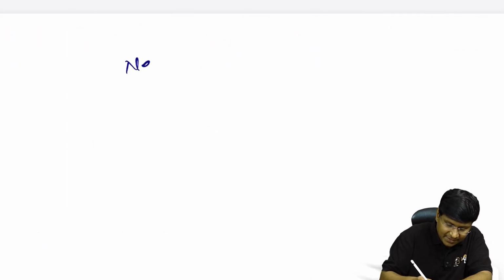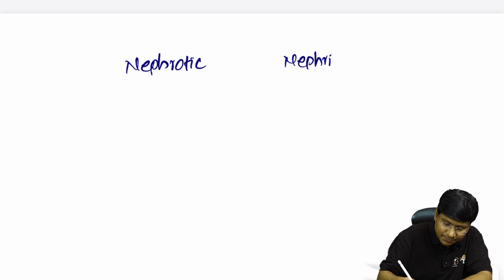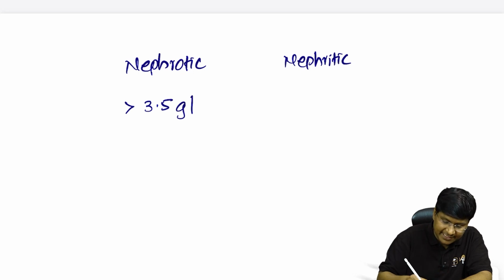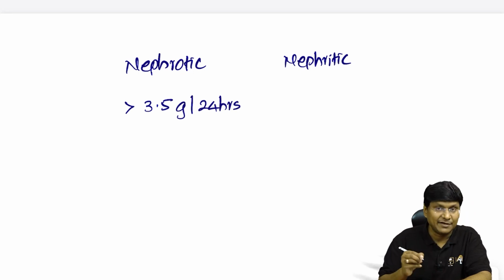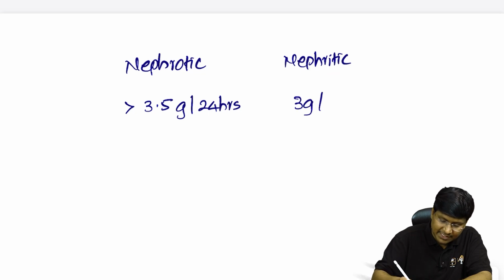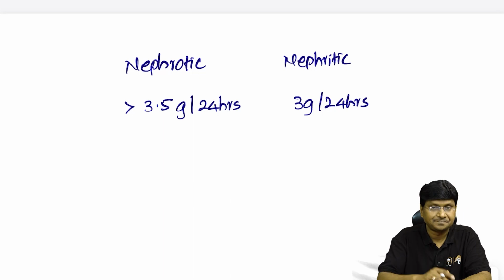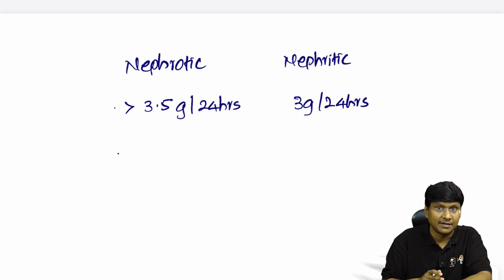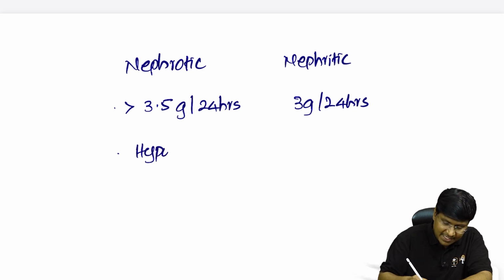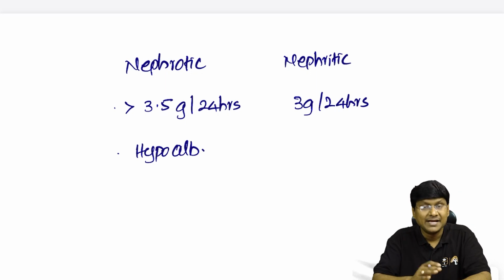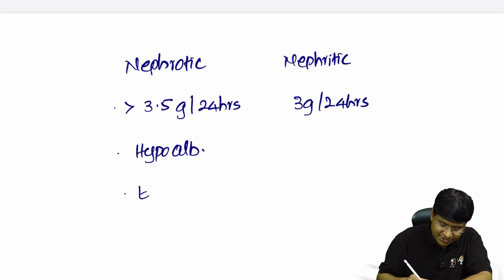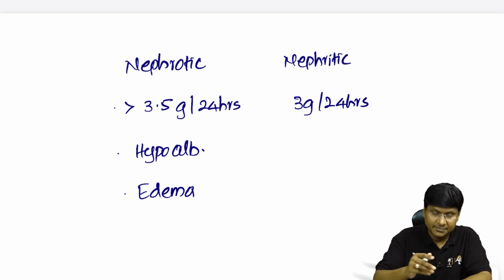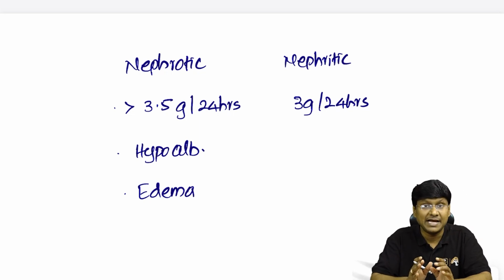So if you see the differences between nephrotic and nephritic syndrome, in nephrotic syndrome, the quantity of proteinuria is more than 3.5 grams per 24 hours. Whereas in nephritic syndrome, the quantity of proteinuria is around 3 grams per 24 hours. And in nephrotic syndrome, you have significant albuminuria, right? So these patients will have hypoalbuminemia, and because of hypoalbuminemia, these patients will develop edema.